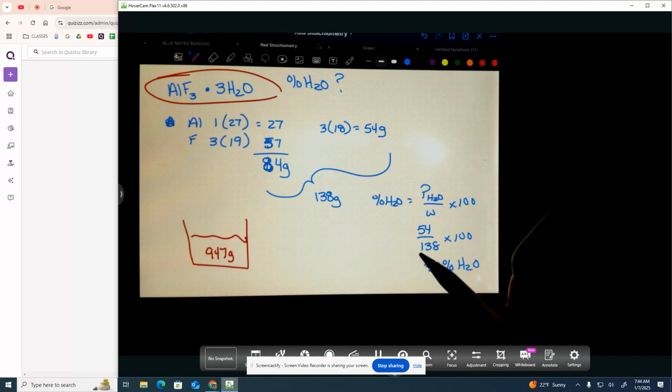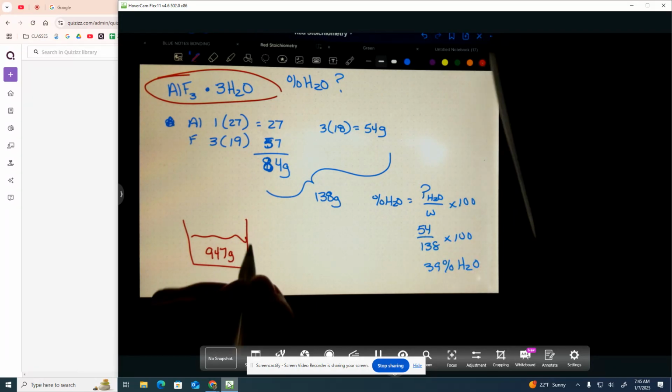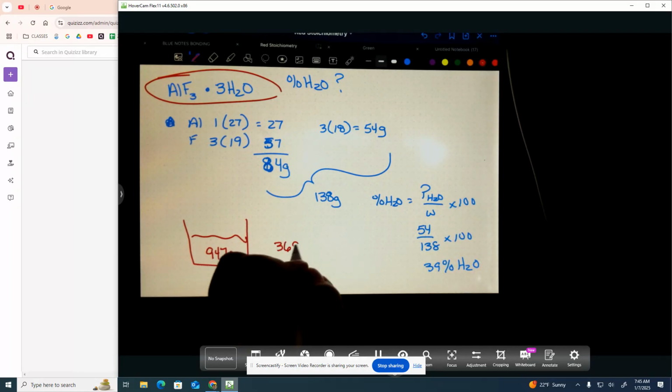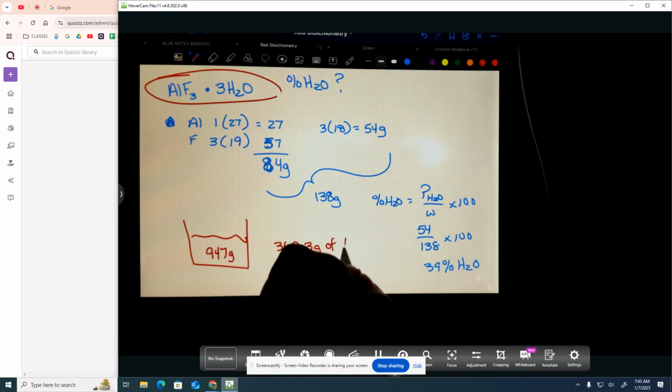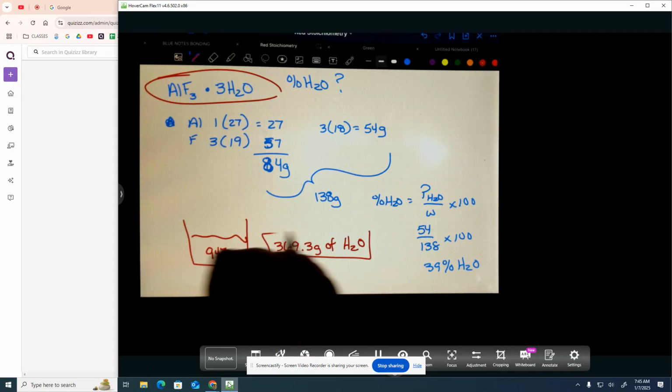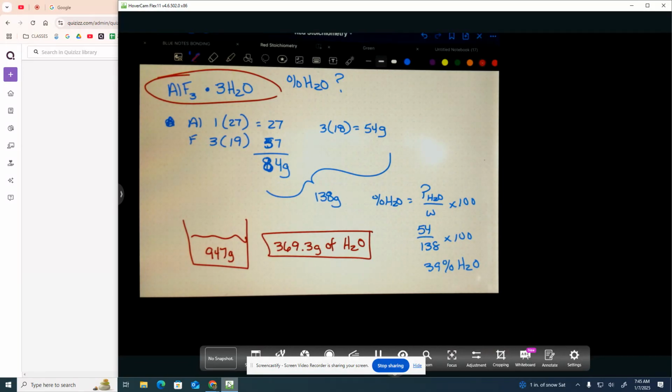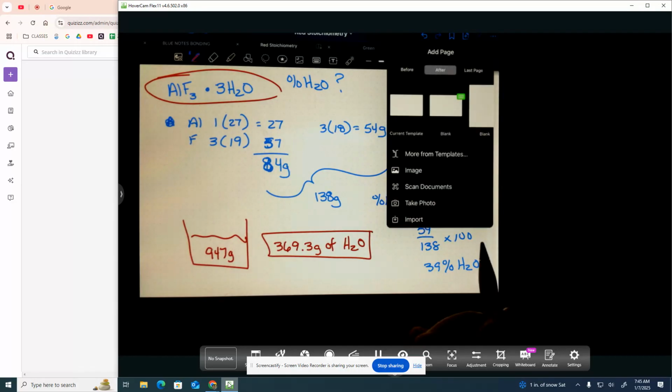Oh, my fingers are not working this morning. 0.39 times 947. How much? 369 grams. 369.3 grams of it is going to be water. Okay? Any questions on that? Okay. Next.